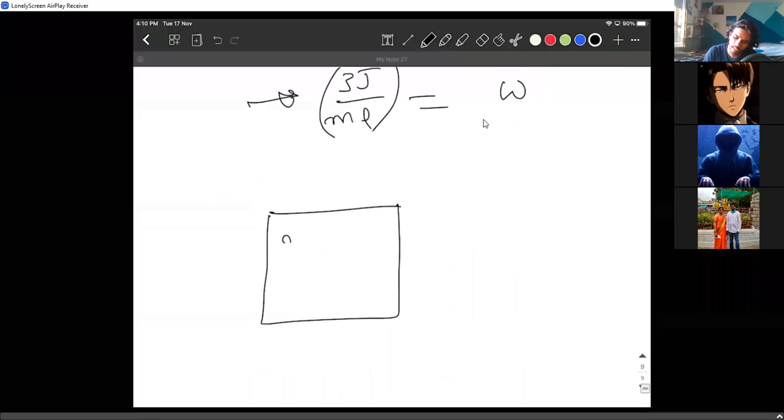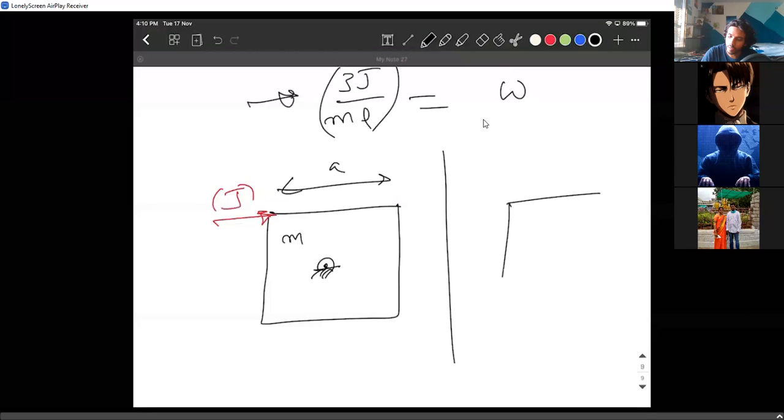A square plate, mass M, side A, hinged at its center. Somebody gave an impulse J here. Try to find the answer right after the impulse. At what angular velocity is the square plate going to rotate? Let's try it and give me an answer quickly.